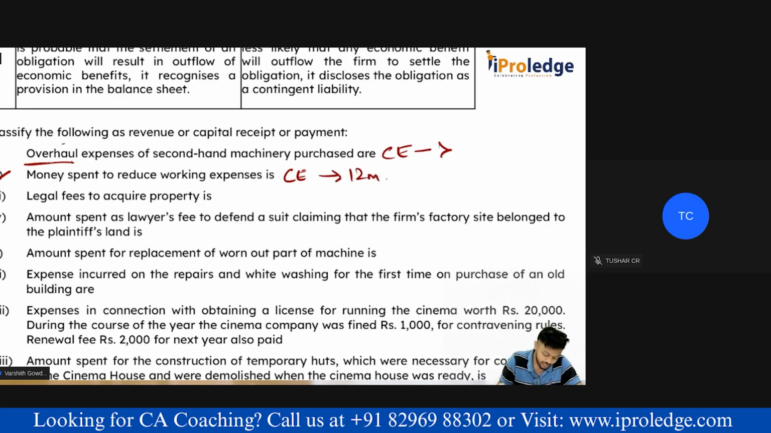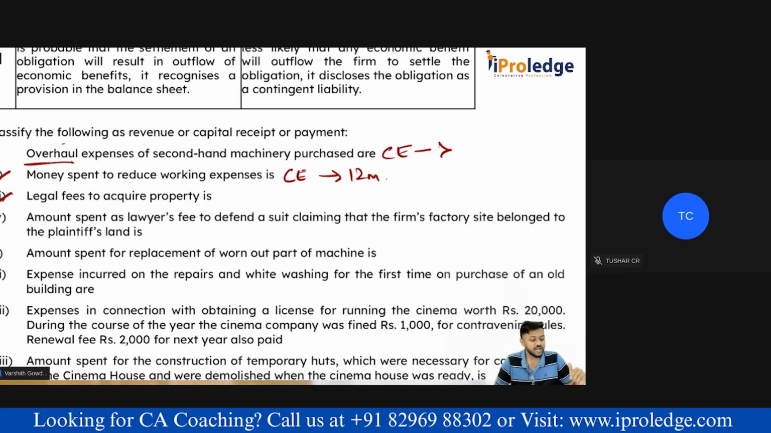Okay. Next, legal fees to acquire property. Capital expenditure. Why? Because the legal fee is paid only once, when we are acquiring. Correct? Guys, which classification does it come under?